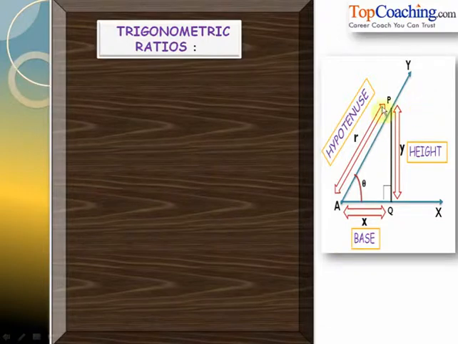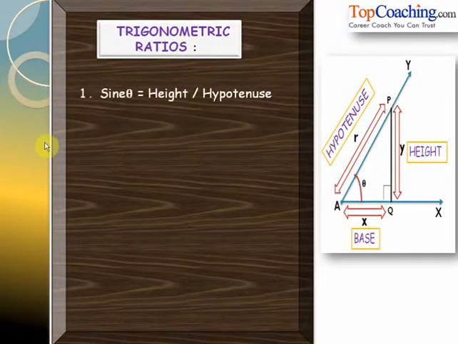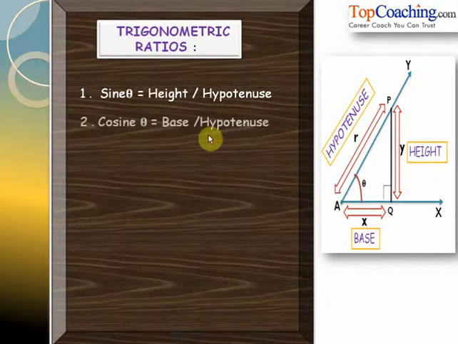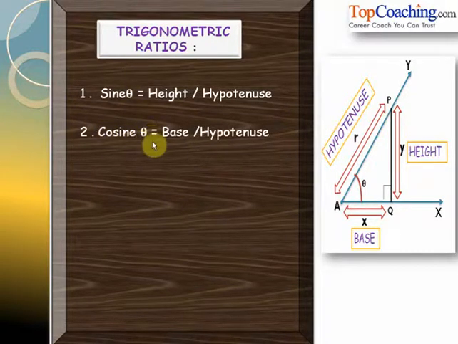This is the same figure. We have the triangle PAQ where Y represents the height, AQ represents the base and AP represents the hypotenuse. Now we are going to look at the different trigonometric ratios. The first is sine theta, which is equal to height upon hypotenuse. This is the way sine of theta is defined. The second ratio is cosine of theta, which is equal to base, which is X, divided by the hypotenuse, which is R.